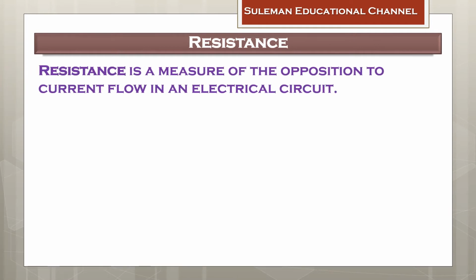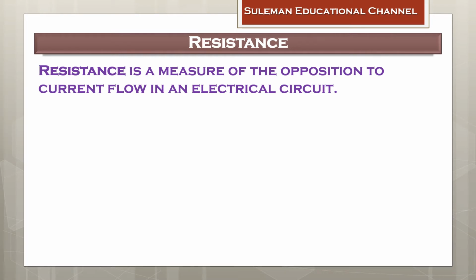Now let us discuss resistance. The definition of resistance is the measure of the opposition to current flow in an electrical circuit. This means that when a current passes through a conductor, there is an obstacle, an opposing force that reduces the flow of the current. So that is known as the resistance.